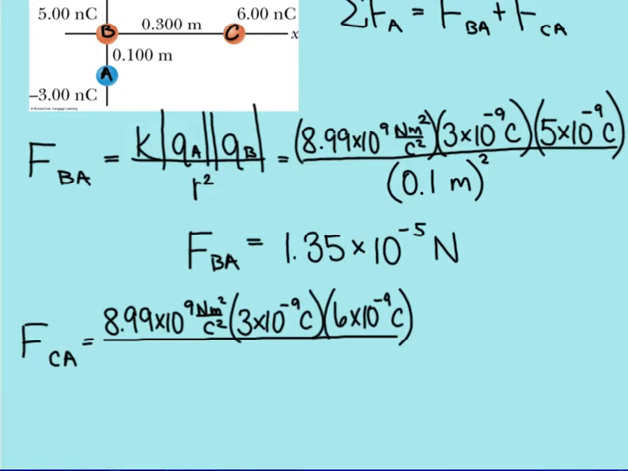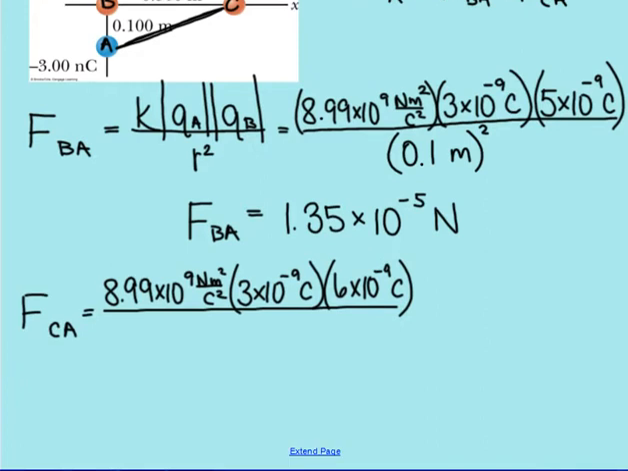The distance is a little trickier this time. And I say that because we're not given the distance. We need to find the distance between A and C, which would be this straight line distance right here. Fortunately, we can use the Pythagorean theorem to come up with what that distance is.